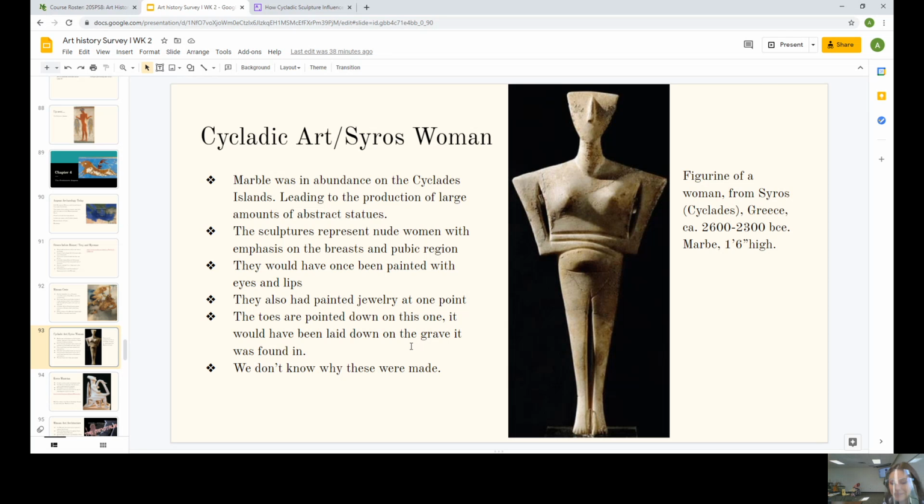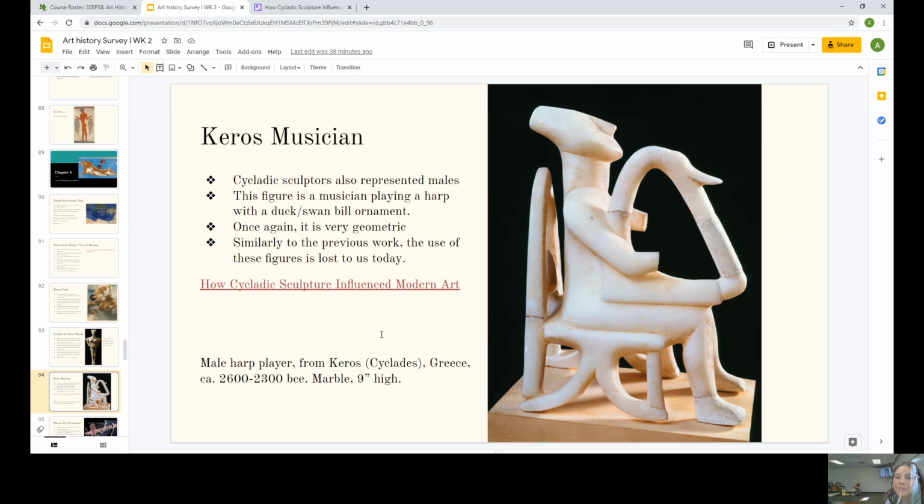But here's another one. This one is seated playing a harp with a duck bill or swan bill on top of it. So of course, this is a male. But as I said, not all of them are standing. Some of them are sitting down. Some of them are doing things like this one. And this one was also found in a grave. But just like the last one, common motifs, very geometric, abstract shapes used for the form.